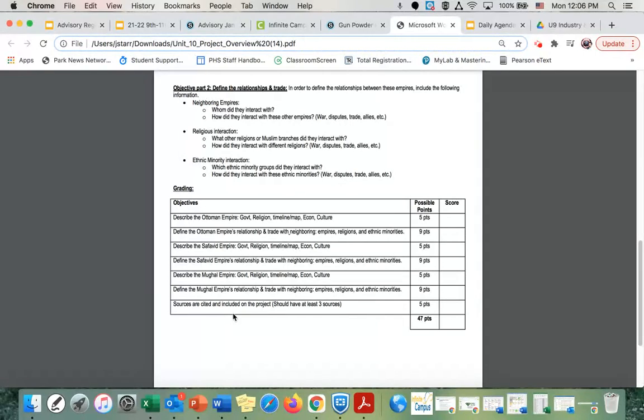Who did they interact with? What did they do when they interacted with them? Meaning, what did they actually come into contact and have actions do with each other? What did they do? So wars, disputes, trade. Were they allies? What did they do with those neighbors?